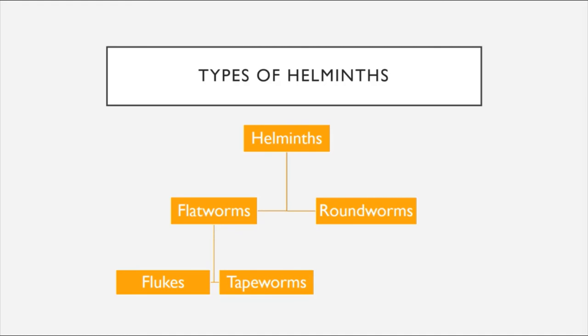So helminths, as a broad category, can be divided up into a few different subcategories. And the two that have clinical significance are the flatworms and the roundworms. The flatworms can further be divided into two different subcategories, which are the flukes and the tapeworms. So we're going to start by looking at the flatworms, specifically the flukes, then we'll move to the tapeworms, and then lastly, we will finish off by looking at the roundworms.